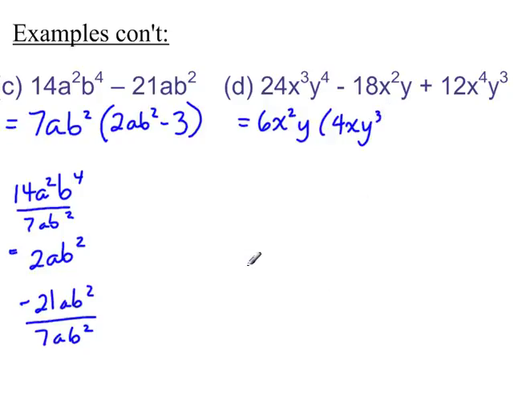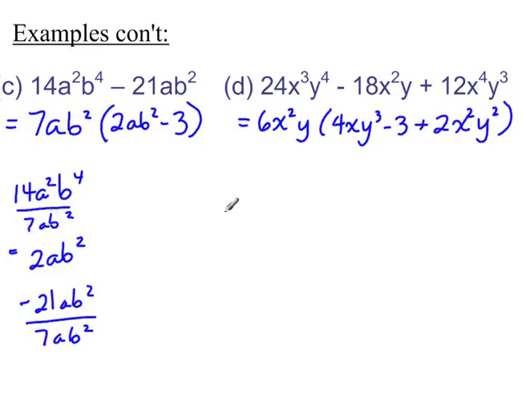Again, if you need to write it out, write it out. Negative 18 divided by 6, you'd be left with negative 3. X squared divided by x squared, that cancels. Y divided by y, that cancels. And then this very last one, 12 divided by 6 is 2. X to the 4 divided by x to the 2 is x to the 2. And y cubed divided by y is y squared. And that would be your final answer. And again, you can check, is there anything left in common? No, so you know you've done it right.